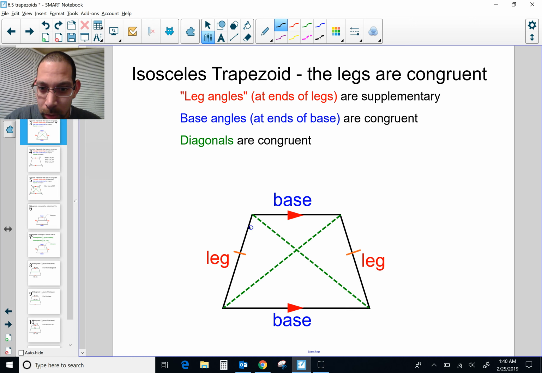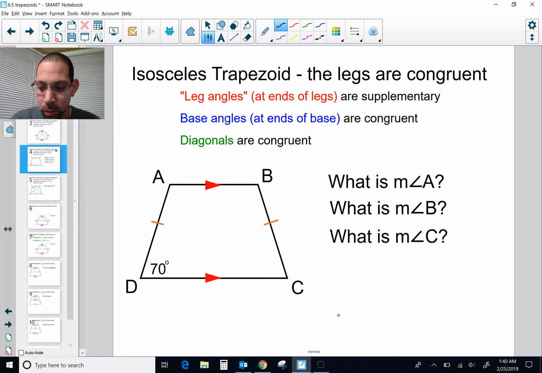But a base angle, which is a name that is familiar in your textbook, those angles are congruent. This is another base angle. Those are base angles. Those angles are congruent. So base angles are the angles at the ends of the base, and they are congruent. And another thing you might want to be aware of is that the diagonals, these green lines, are congruent to each other.